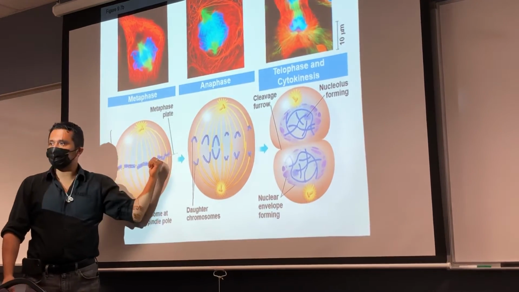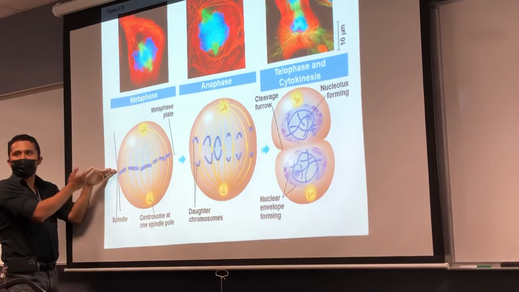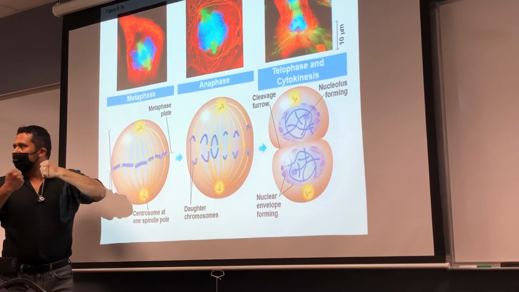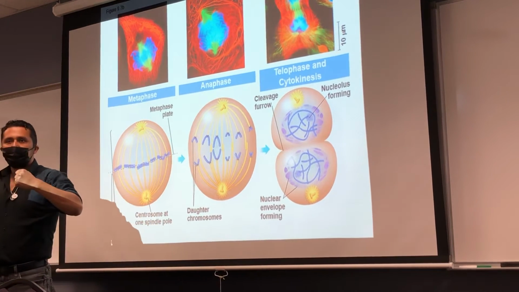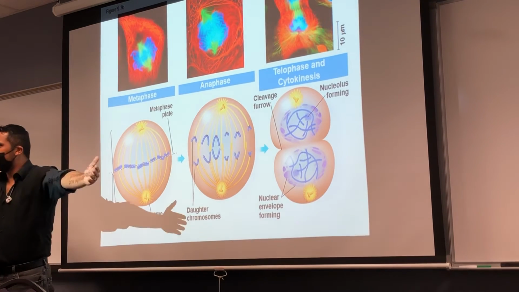Anaphase, that is the checkpoint right there. Okay, make sure that everything is bound. Make sure everything's aligned. Make sure it's in the middle. Make sure all the chromosomes are bound to the kinetochores and the kinetochores to the microtubules. Because if they are, then they're ready to separate, so they can separate to the daughter cells.